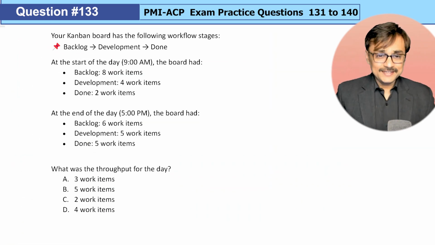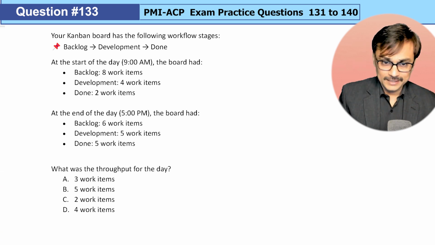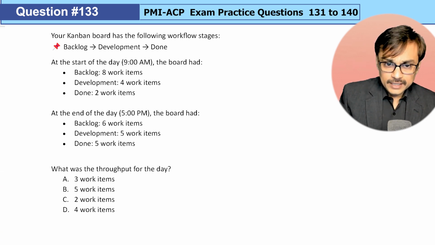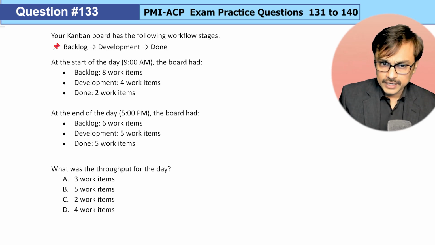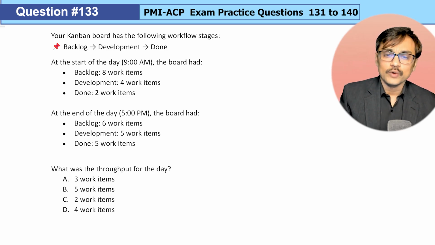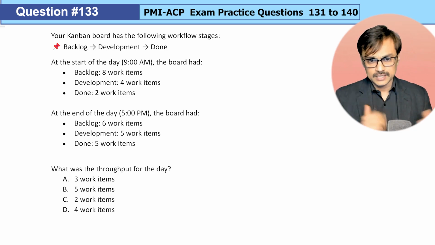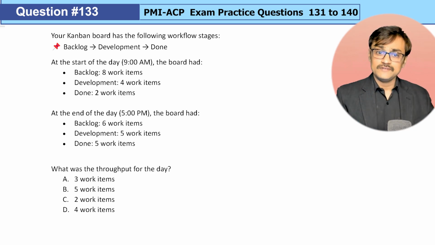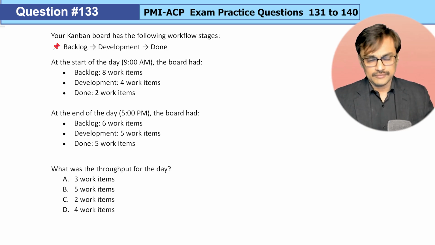Question number 133. Your Kanban board has the following workflow stages: backlog, development, done. Simple one. At the start of the day, 9 a.m., the board had a backlog of 8. In the backlog column, we had 8 work items. In the development column, we had 4 work items. And in the done column, we had 2 work items. So it means that when we are starting our work, they might be coming from the previous day. This was our current state. So you can say end of the previous day, this was the stage. And this is the starting point when we are opening our work, this is our current stage.